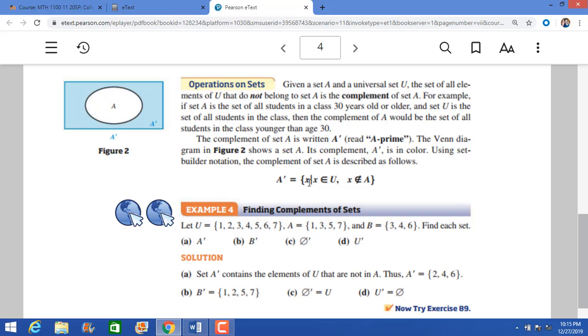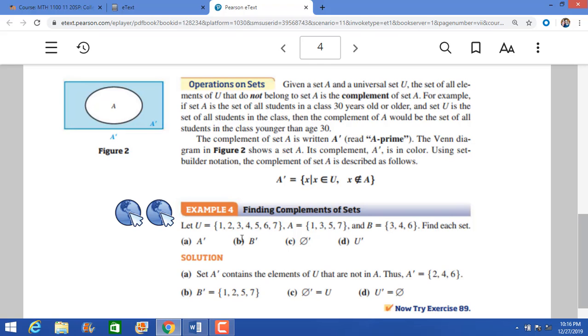Because remember, using set builder notation, we're saying we want the set of all x such that x is an element in the universe, but x is not in A. And using the Venn diagram, we can see that the complement of A is everything outside the set A. So again, using the definition of a complement, we can see it with the Venn diagram as a visual, with set builder notation, or symbolically as A prime. These all mean the same thing. So we want all the elements that are not in the set A. That's the complement of A.